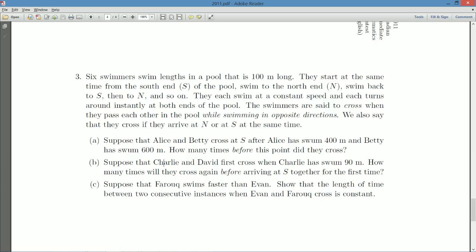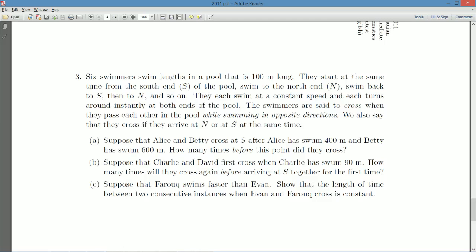How about C? Suppose that Farouk swims faster than Evan. Okay, well, Betty swam faster than Alice. That makes sense. Show that the length of time between two consecutive instances when Evan and Farouk cross is constant. So show that the length of time is constant. So that would mean something like, if we could show that, so Farouk swam at SF and Evan swam at SE, if we could show that the length of time was always 200 divided by SE plus SF, we'd be all set.